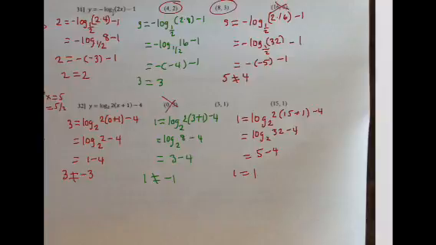The next one, here's the x, here's the y. 3 plus 1 is 4. 4 times 2 is 8. So log base 2 of 8 is 3. Minus 4 is negative 1. 1 does not equal negative 1. So again, this one is no good either.